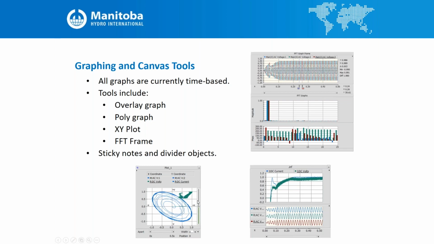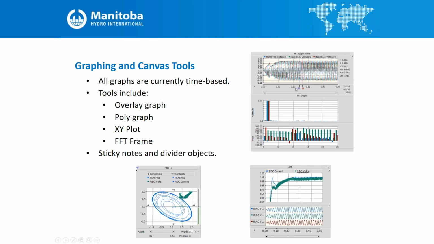An XY plot, where you can graph 2 time domain curves against each other. So in this case here, we have an AC voltage 1 and AC voltage 2 that act as both the X and the Y coordinate, and they're graphed on an XY plane. And there's the FFT frame as well. So you can put any signal into this frame, and based on the markers, it will automatically calculate an FFT, both magnitude and phase angle for you.